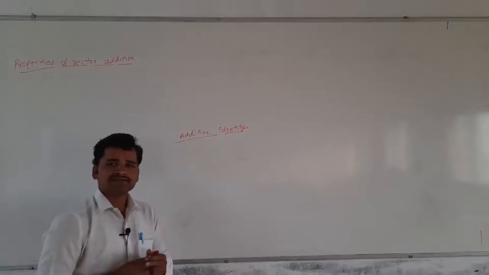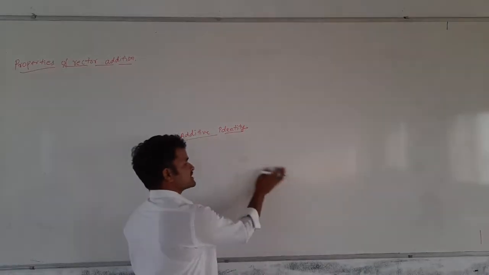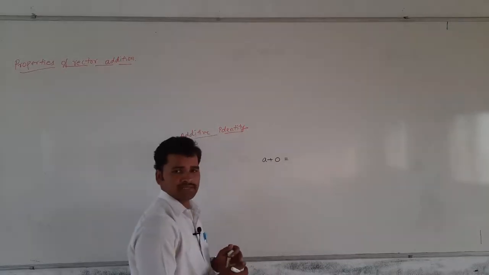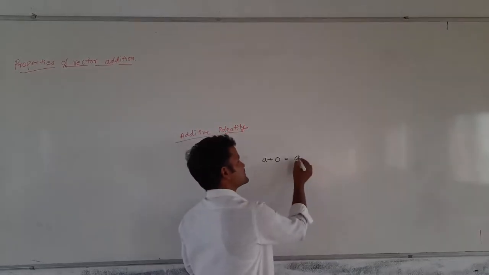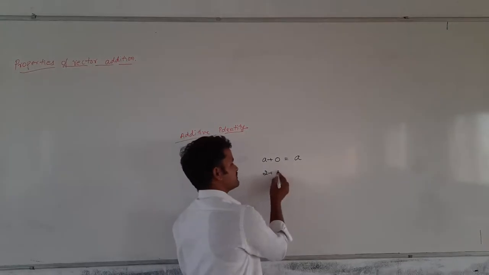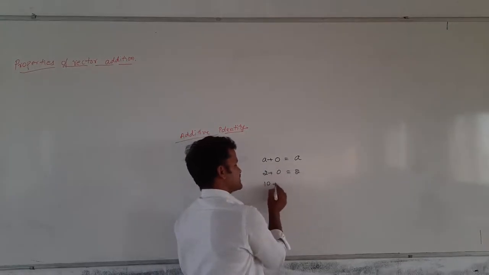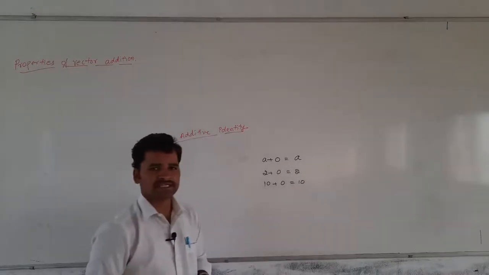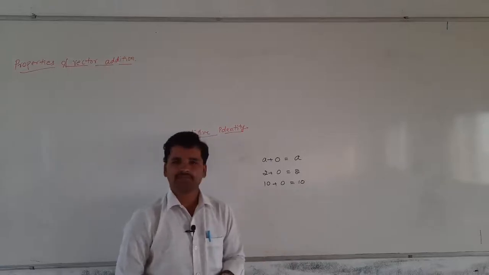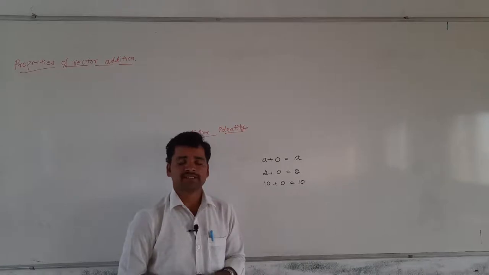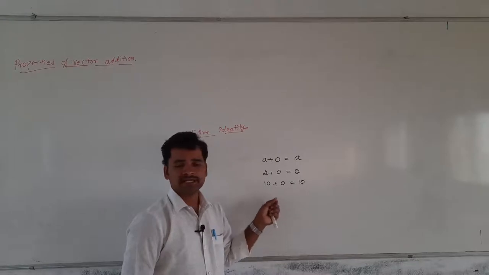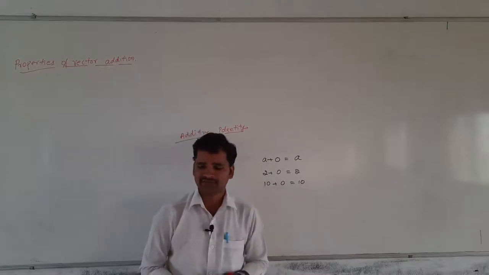See, in case of addition of real numbers, suppose there is a number A. With this number A, if you add the number 0, what does it result in? It results in the same number again. For example, 2 plus 0 is equal to 2 only, 10 plus 0 is equal to 10 only. Means what can we say here? In case of addition of real numbers, 0 is a dummy number. That means 0 is the additive identity for addition of real numbers.